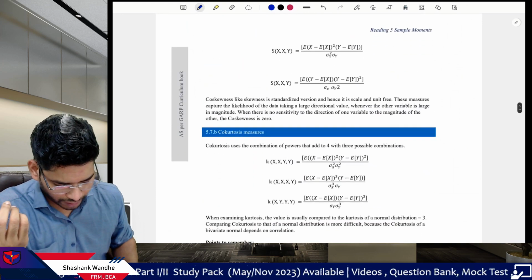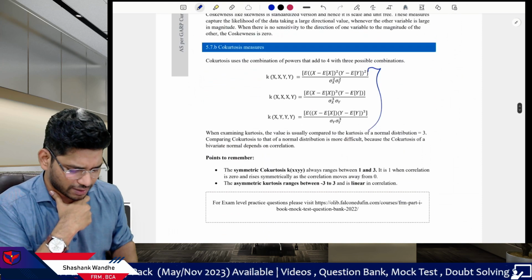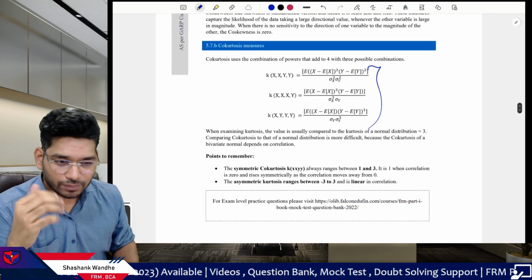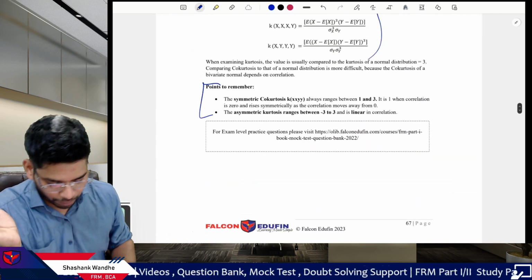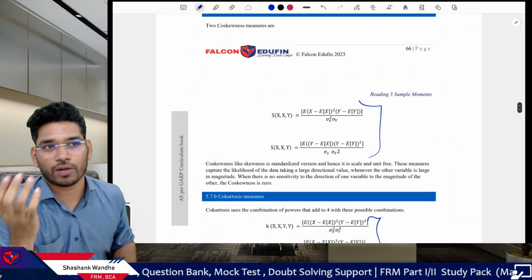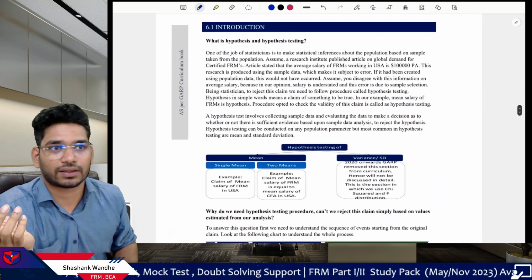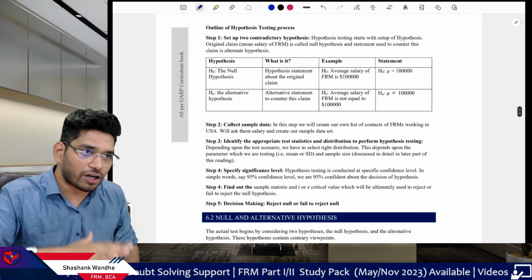Then we have the skewness, variance, kurtosis. You don't need to remember all these formulas. You don't need to remember skewness, kurtosis formulas anyway, but here just remember or understand the key points and points to remember. You will get tested on points to remember only. Okay, then we have the hypothesis testing. Very interesting topic. It starts with the introduction, and again, not part of your FRM curriculum.